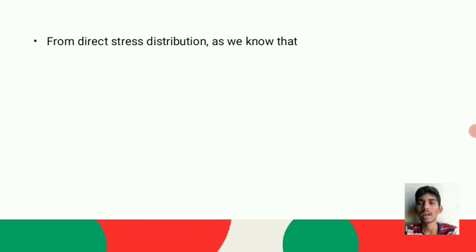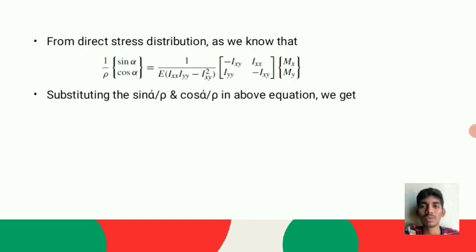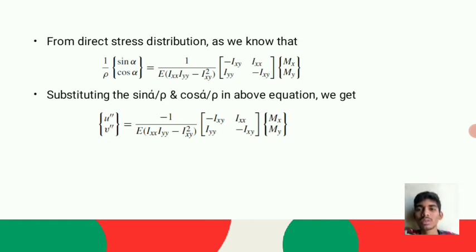And next, from the directional distribution, we can get the formula 1 by rho into sine of alpha. When we come across this formula, we can understand that it belongs to a directional distribution. Therefore, from the directional distribution we can get the above equation. And next, substituting sine alpha by p and cos alpha by p in the expression given below, we will get the above formula.